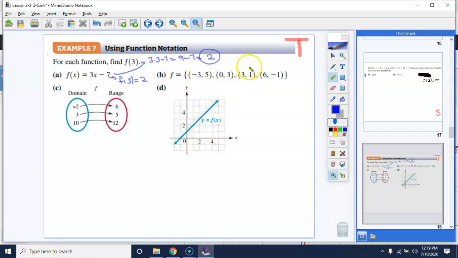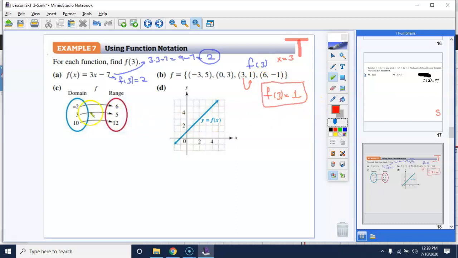Okay, what's f(3) for B? I'm going to do it this way. Like I plug in x, which means my x value is 3. So when x is 3, what's my y value? Look here, not negative 3, 0, oh 3, here we are. I find 3. 3 goes to what? 3 corresponds to 1. So f(3) should be equal to 1, and that's my answer.